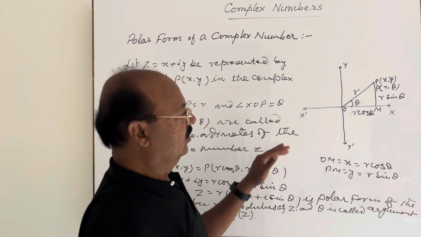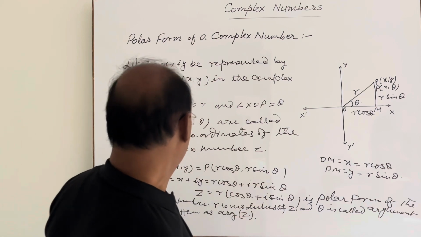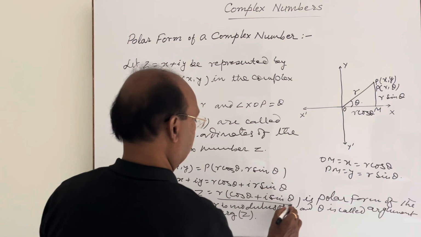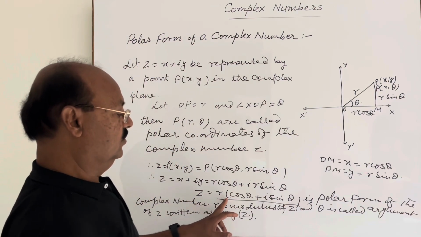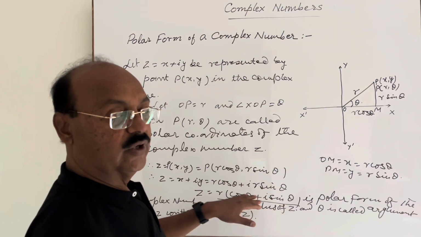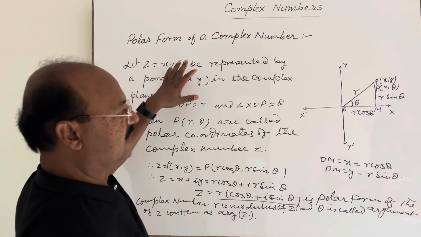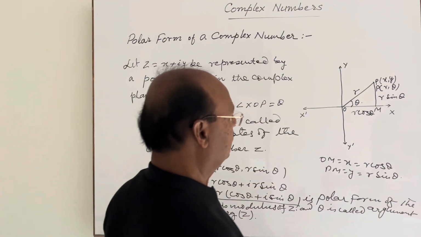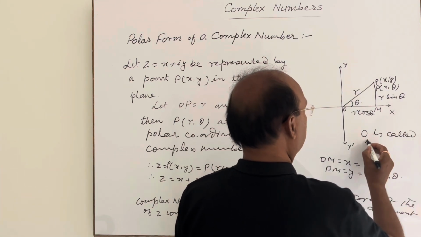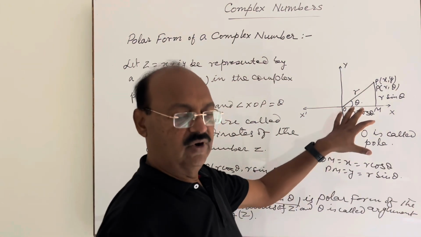So in this way we can write any complex number in polar form. This is the polar form of the complex number z = r (cos theta + i sin theta), the polar form of any complex number z = x + iy. Here the origin O is called the pole, and that's why this is known as the polar form.